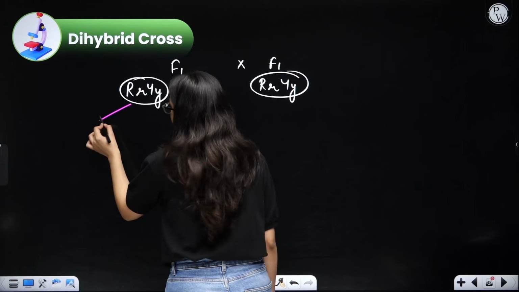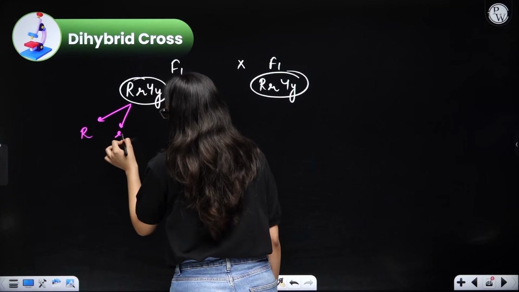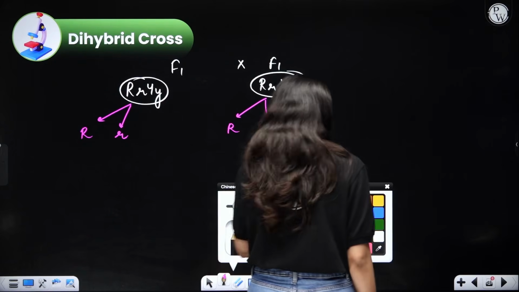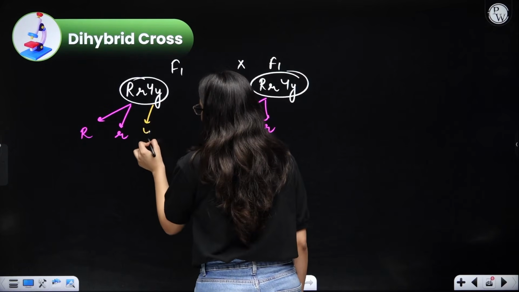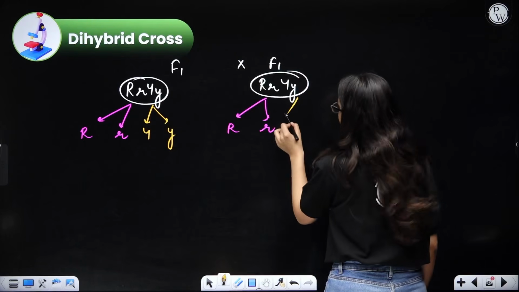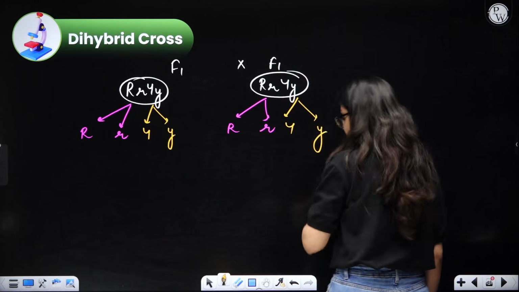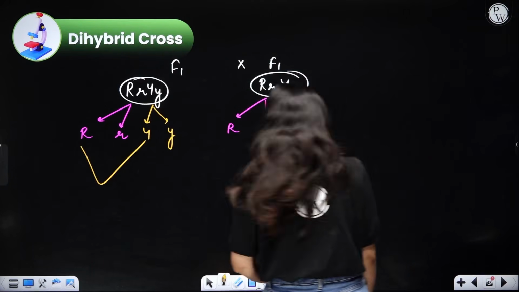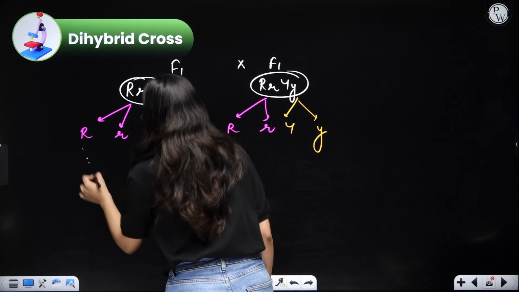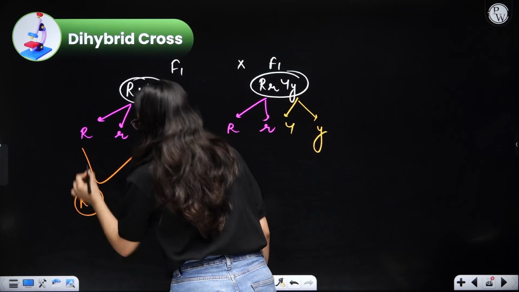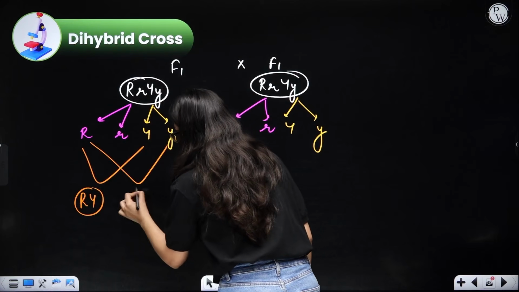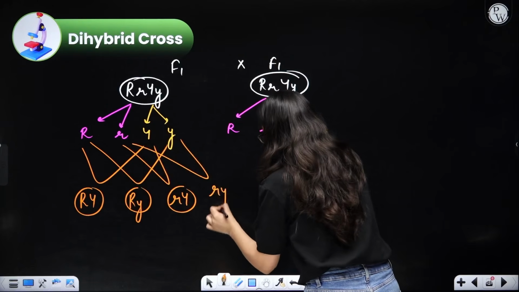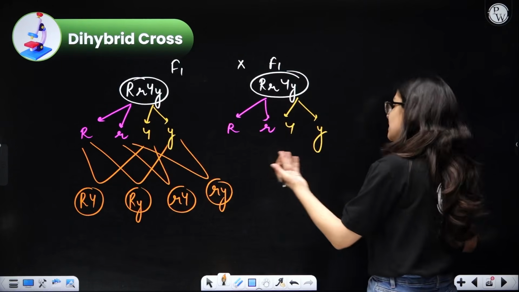Firstly, separate them. Separate capital R and small r. And then separate from here also capital R and small r. So both of them are now separated. Over here you separate capital Y and small y, and over here also you separate both of these alleles, capital Y and small y. Now see, there is a possibility that this capital R could fuse with this one. This could go together. So we will get the first gamete to be capital R, capital Y. This will also give capital R, small y. This will give small r, capital Y, and this will give small r, small y. And since both of them are the same, over here also you will get the same gametes.